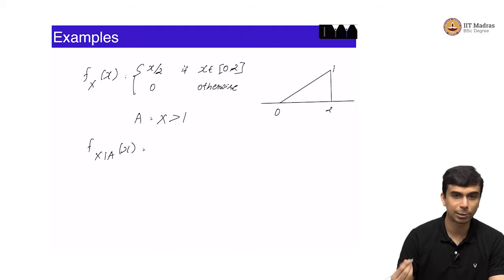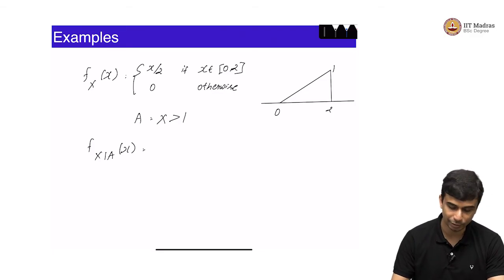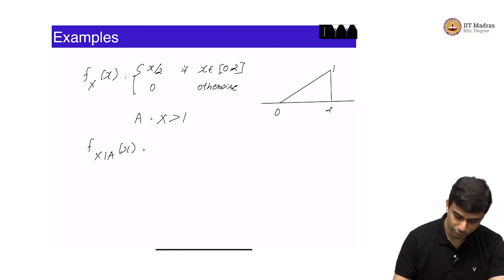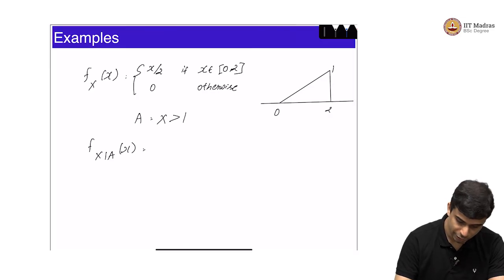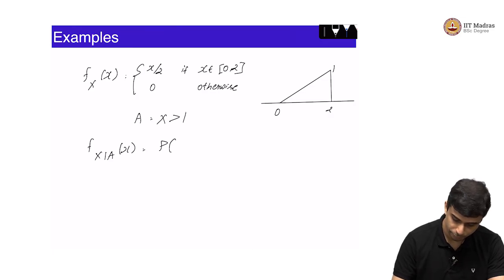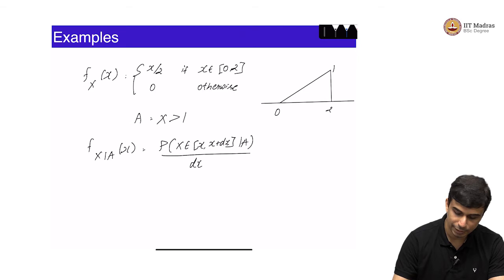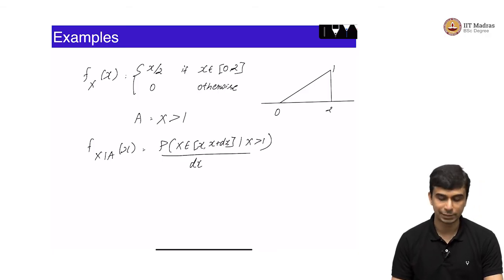I am just giving some approximate numbers here, but we will do the exact computation. What is f_{X|A}(x)? By definition it is going to be the probability of X belonging to x to x plus dx given A, divided by dx. In this case A is simply X greater than 1. This is f_{X|A}(x).